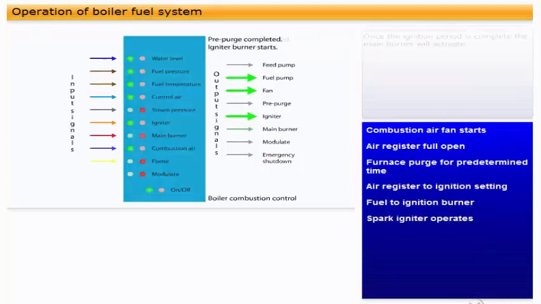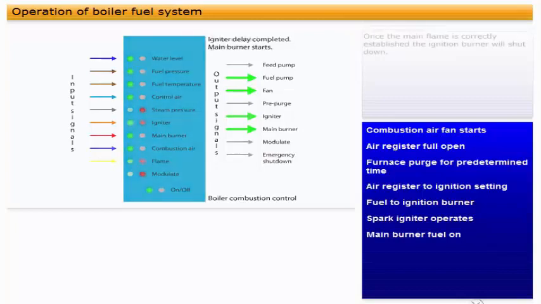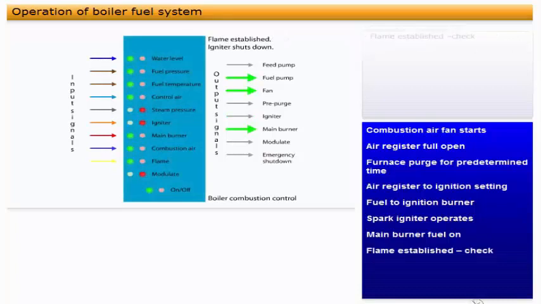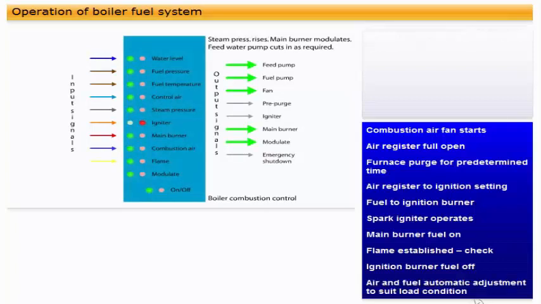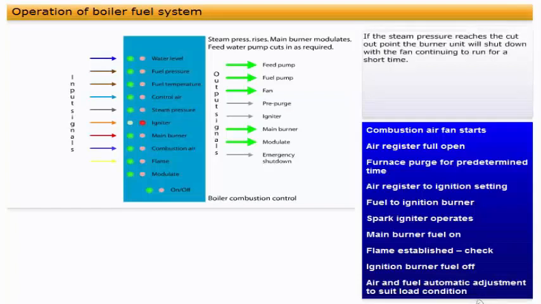Once the ignition period is complete, the main burner will activate. Main burner fuel on. Once the main flame is correctly established, the ignition burner will shut down. Flame established, check. Ignition burner fuel off. As the steam demand and pressure vary, the burner unit will modulate. Air and fuel automatic adjustment to suit load condition. If the steam pressure reaches the cutout point, the burner unit will shut down, with the fan continuing to run for a short time. You should always make sure you are familiar with the actual system fitted to the boiler on your vessel.